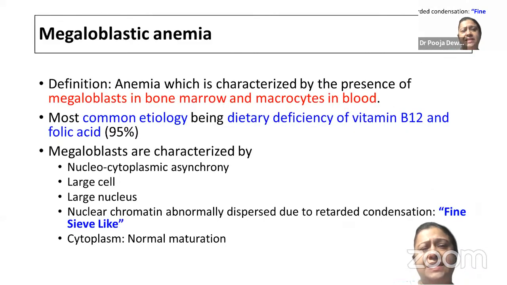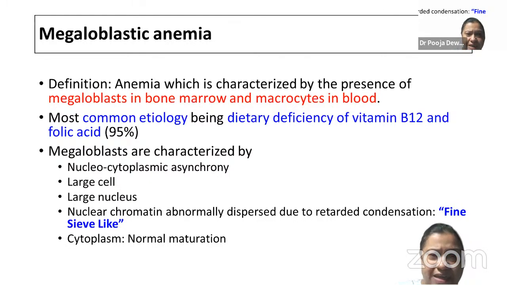So megaloblastic anemia is actually a type of anemia which is characterized by the presence of megaloblasts in bone marrow and macrocytes in blood. Now, I want to emphasize here that the diagnosis is basically a diagnosis of bone marrow aspiration. So unless you have done a bone marrow aspiration and you are able to prove the presence of megaloblasts in the bone marrow, you should not use the word megaloblastic anemia. You may preferably use macrocytic anemia if you have made a diagnosis based on your peripheral smear.